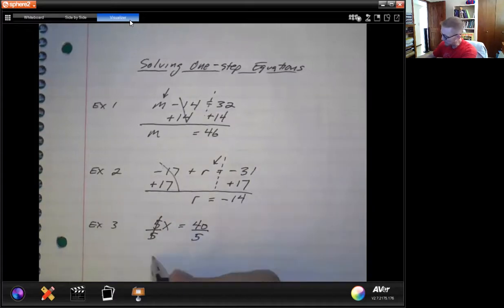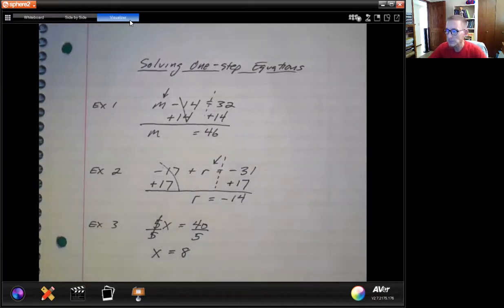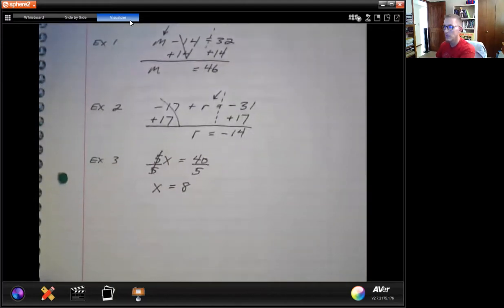Well, the 5's canceled out over here, and x equals 40 over 5, and 40 over 5 is going to make 8. Again, x is alone, so you've got your 40 over 5.